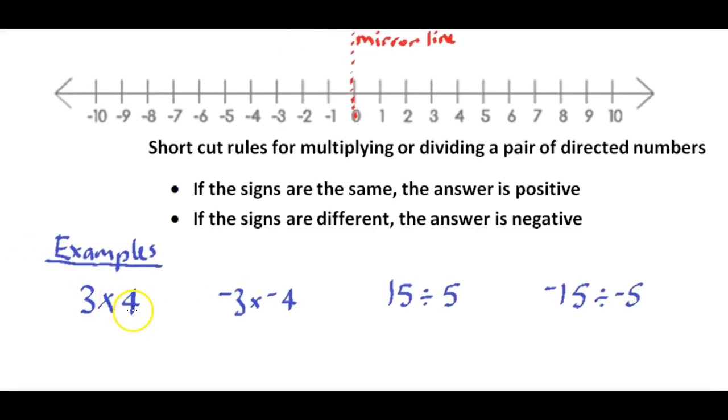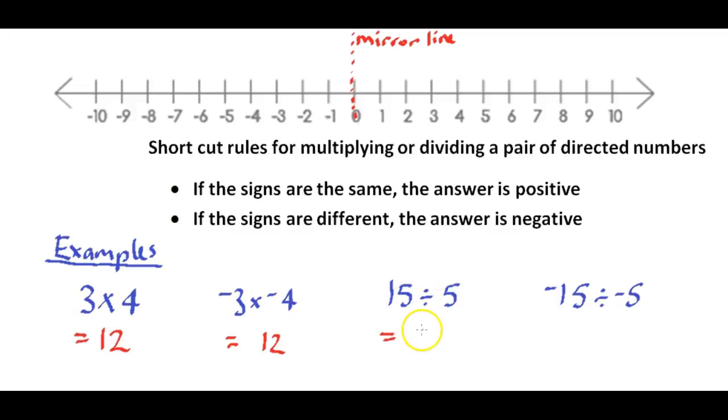Here I have 2 positives multiplying, so the signs are the same, so my answer is positive, just like before we learnt directed number. So 3 4s is 12. In the next problem, my two signs are the same. 3 times 4 is 12. And because my two signs are the same, my answer is positive. So I don't need to show the little positive 12 in my answer.